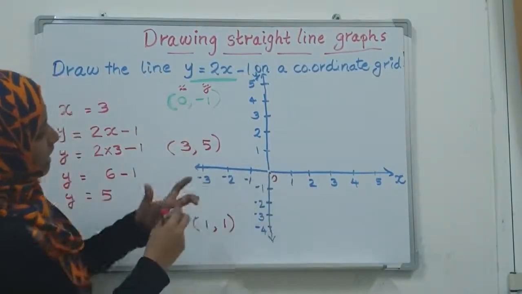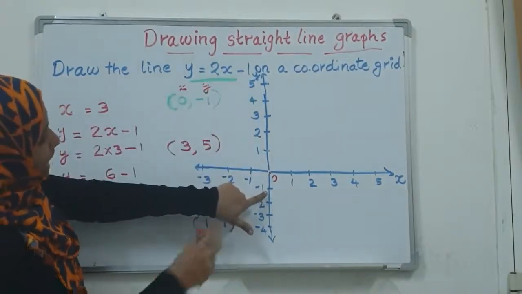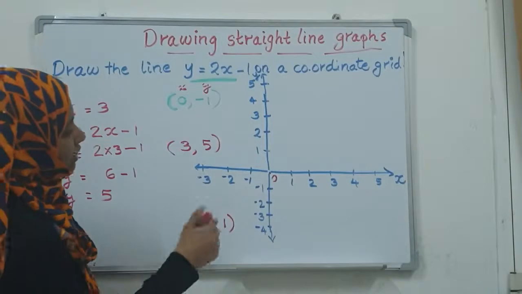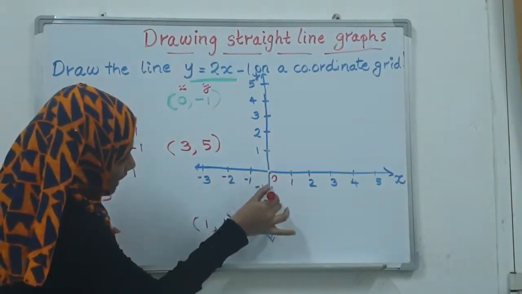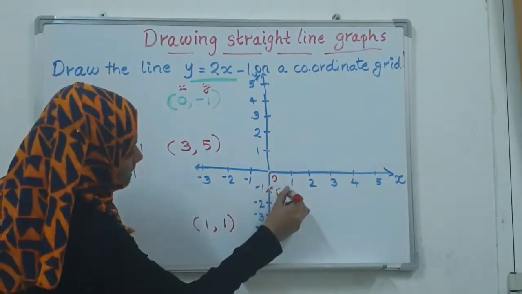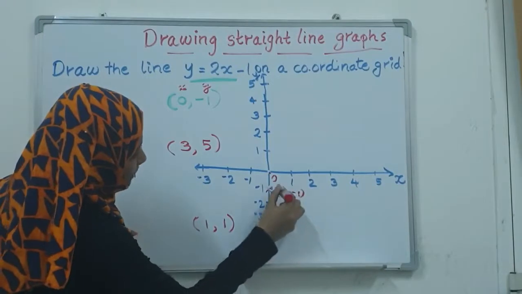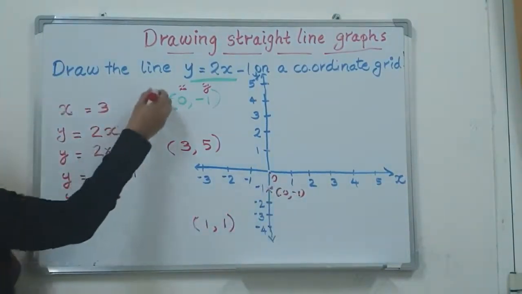So where is y? On the y-axis, you are getting negative 1 and x is 0. So where will the coordinate be? Here is the coordinate you have taken. So this is 0 and negative 1. Okay. Choose the next coordinate. Which is the second coordinate we have chosen?